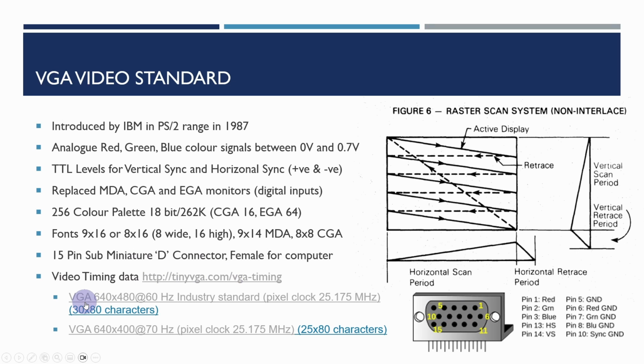And the key thing is, although VGA is normally known as 640 by 480, this is what you would use for graphics at 60 Hz. However, if you're only having 25 by 80 characters, then you'd generally be using 400 lines at 70 Hz. If you were to use the other one, you'd end up with 30 by 80 characters, which was not the standard screen size that was used for most PCs.